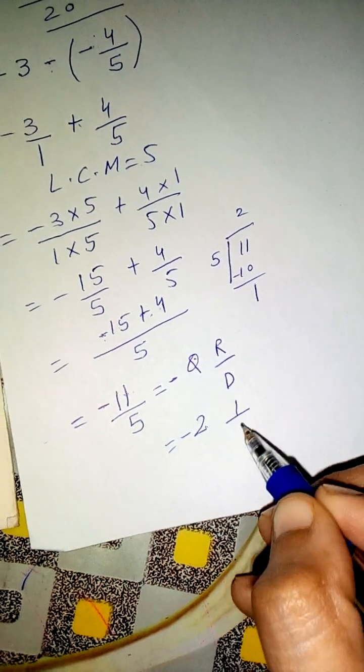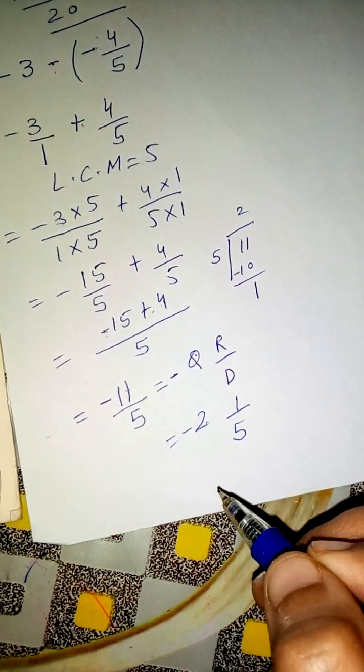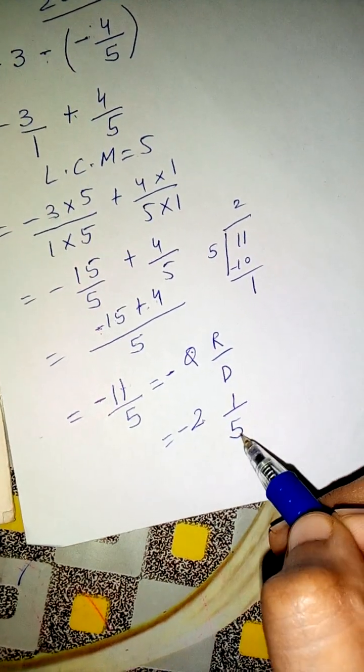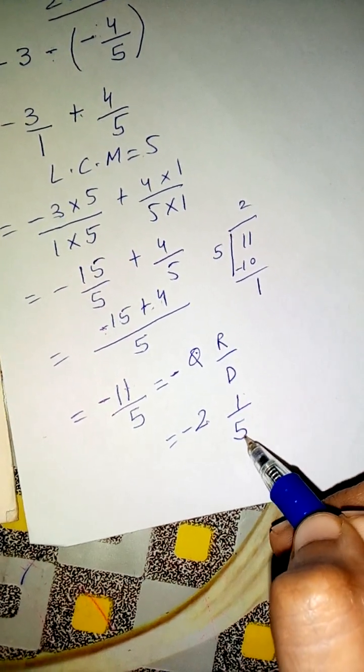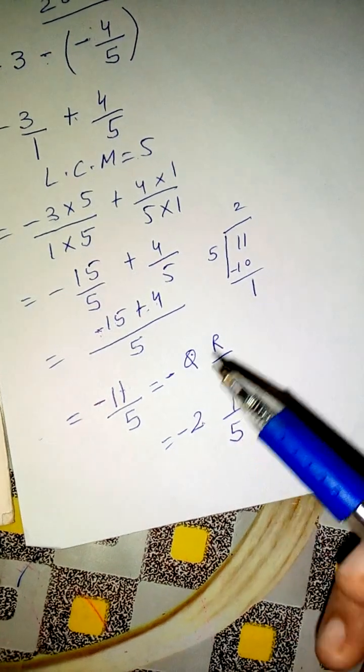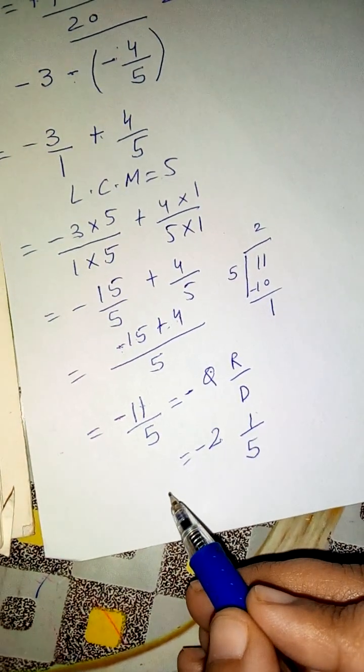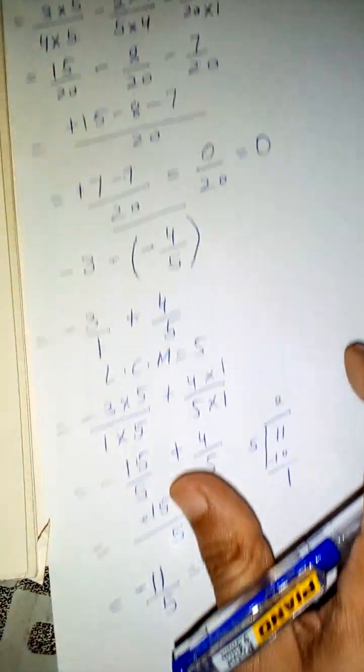1 over 5 is the fractional part or decimal part of your value. So this is called a mixed form, a whole number and a fractional portion. The fractional portion is also called the decimal portion. We have done this topic in exercise number 1.2. So I hope you understand this topic.